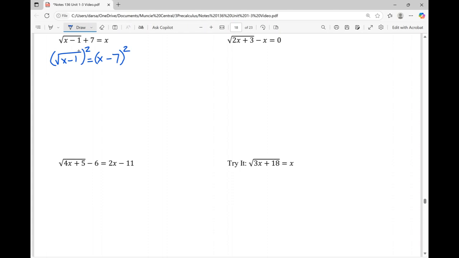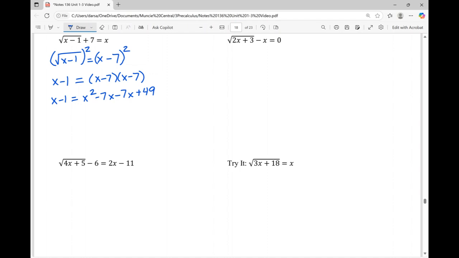So let's look at the left-hand side. The square root and the squared undo one another, or cancel. So we're left with just the inside here, x minus 1. On the right, do not then distribute a squared. Remember, squared means write it twice and multiply. So what is x minus 7 times x minus 7? We're going to have to FOIL, or multiply binomials, here. So multiplying this out, we get x squared minus 7x plus 49. And we're into a quadratic equation.